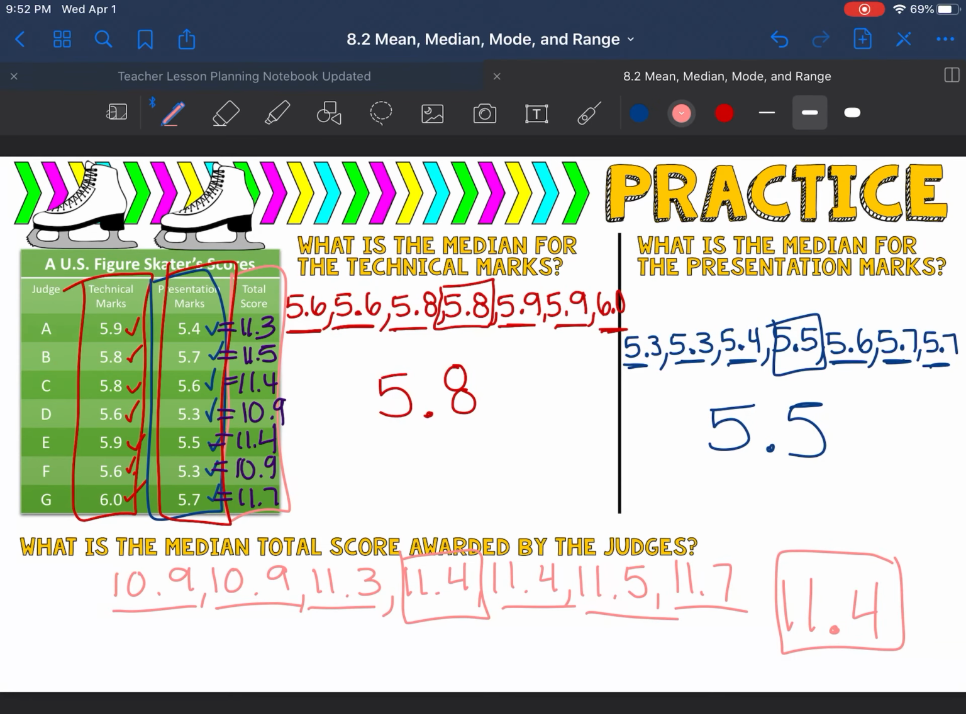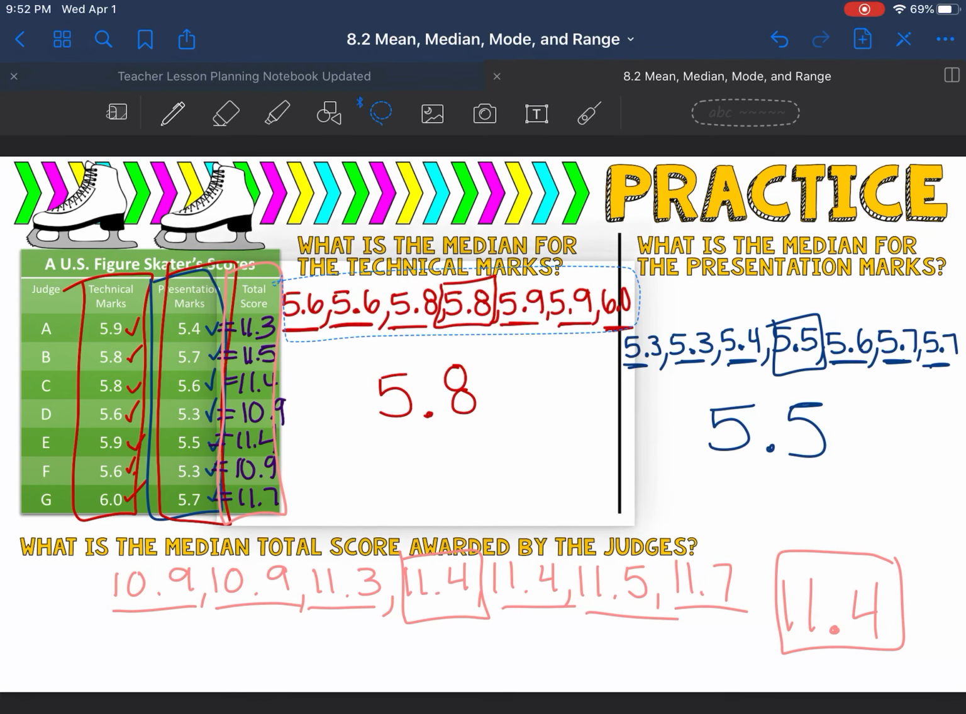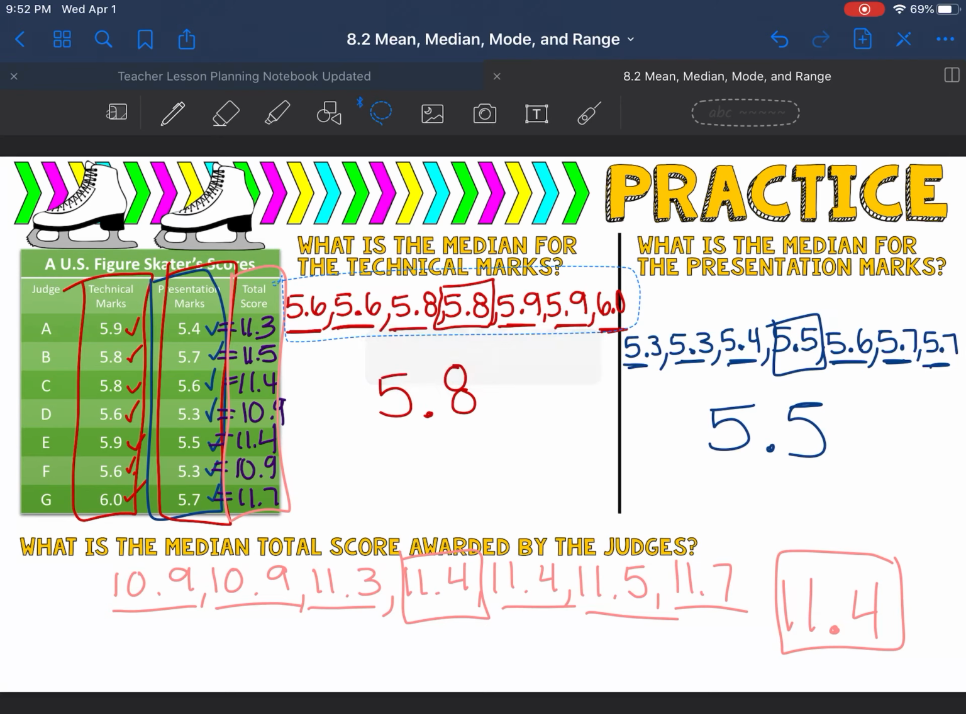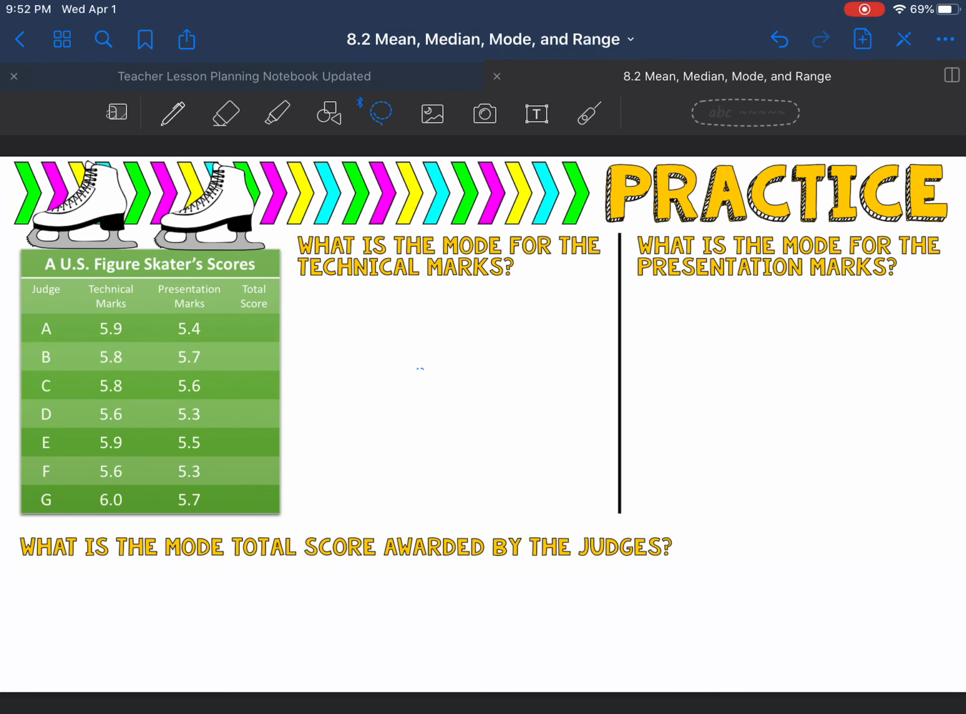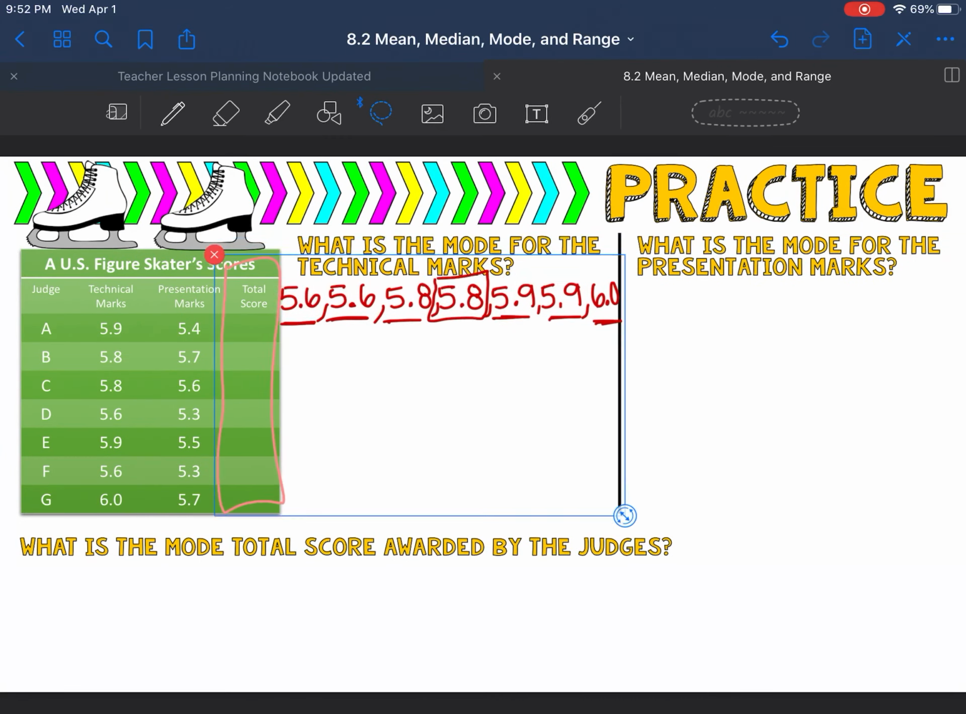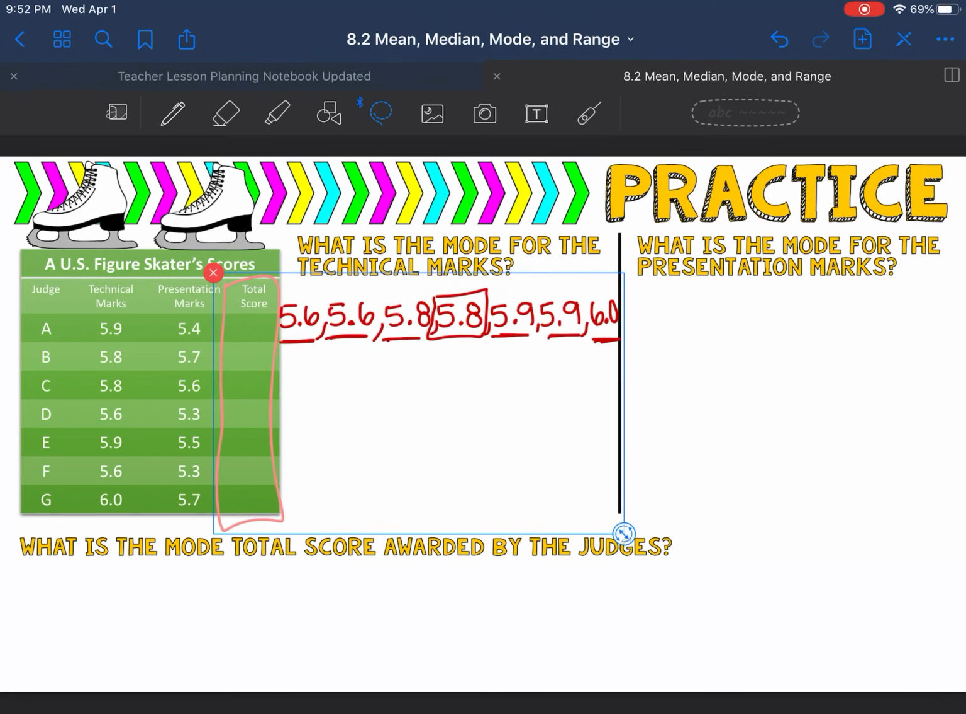All right, so now we found the median for all three groups. Let's move on and find what is my mode. So in order to find the mode, I'm actually going to borrow this, and I'm going to come right on over here so I can find the mode for my technical marks.